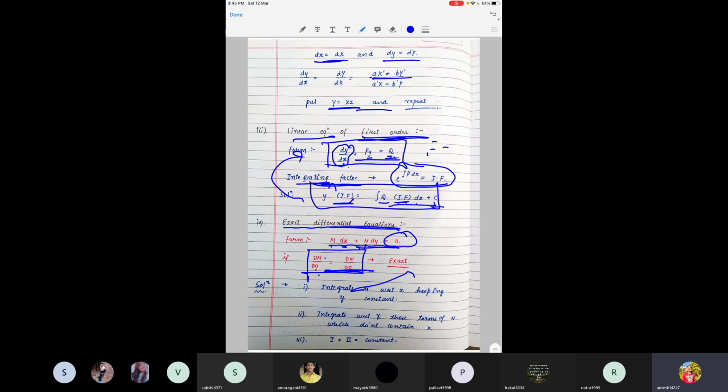Okay, like in m dx plus n dy, if we take the derivative of m with respect to y and the derivative of n with respect to x, and if they come out equal, only then our equation is an exact differential equation. Otherwise the equation is an inexact differential equation. And to solve it we need to find some integrating factor. If an equation is inexact, we first find an integrating factor, multiply it with the equation, and then the equation becomes an exact equation.